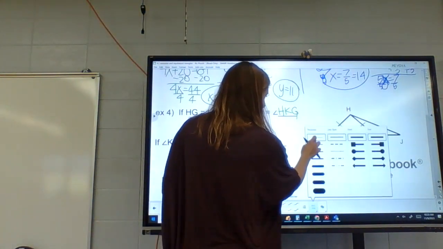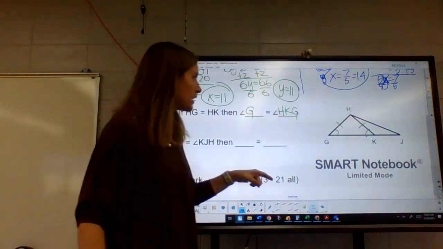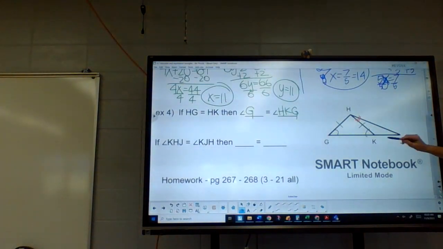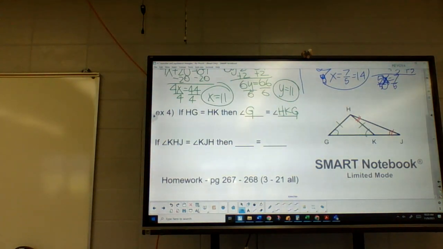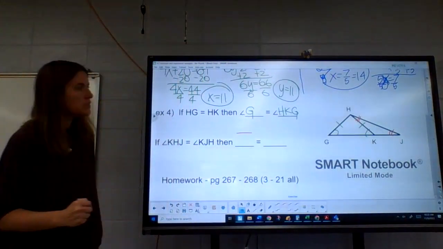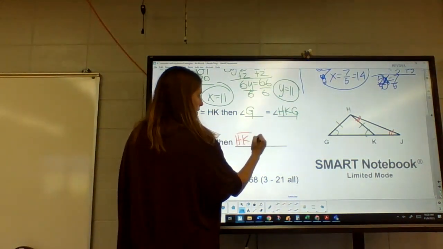And then finally, like I said, we'll do a scrimmage after this. KHJ. KHJ is here. And then KJH is here. So if those angles are the same, what two sides have to be the same? You see it? HK and KJ.